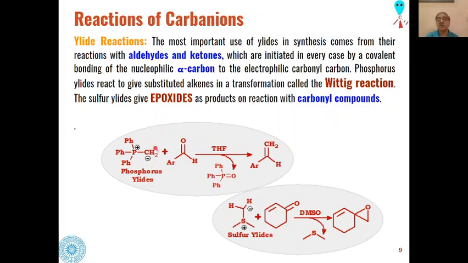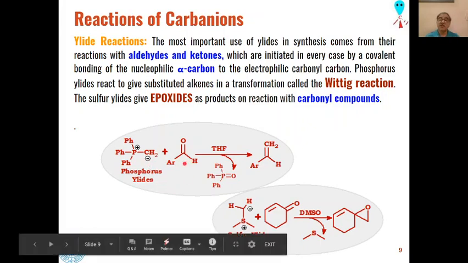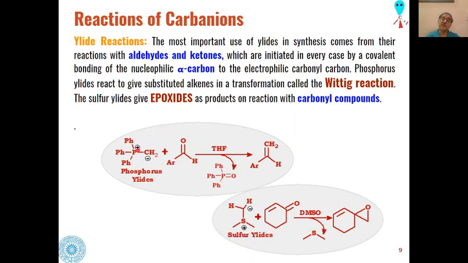because of the presence of negative charge, this is a carbanion, and then this carbanion can react with aldehydes or ketones, say carbonyl compounds. So basically what will happen, this oxygen will be shifted to phosphorus and this CH2 group will be shifted to this carbonyl group, and we will get alkenes as the product. So carbonyl compounds will be converted into alkenes when phosphorus ylides are used, and this reaction is called the Wittig reaction.